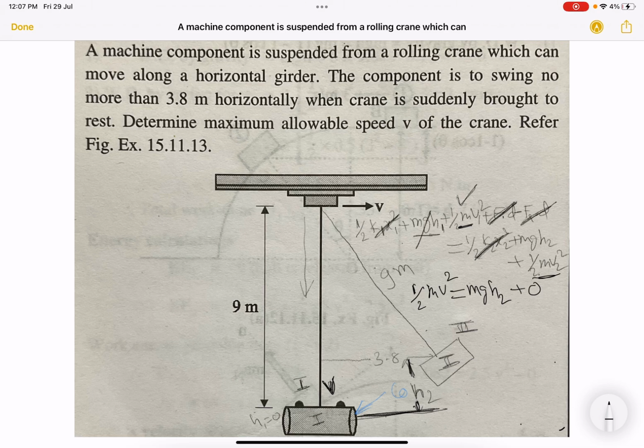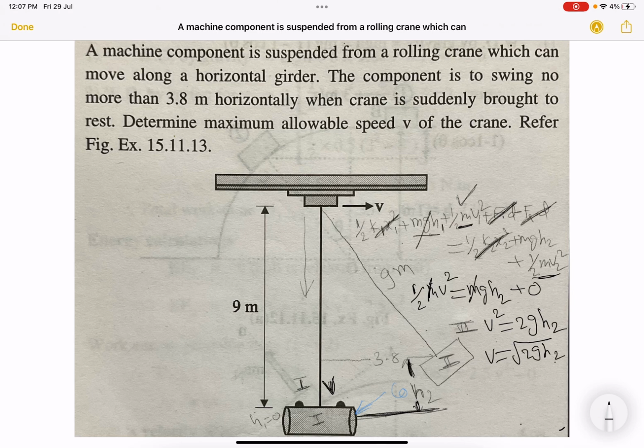Please note, at position 1, the body has kinetic energy. At position 2, it has potential energy. What you are asked now is to find out V. To find out V, please also note that m from both the sides is gone. So we don't need the mass of the component. So all that we have is, now you know that V square is equal to 2gh2. That means V is equal to root 2gh2.